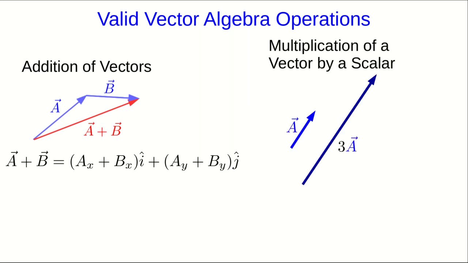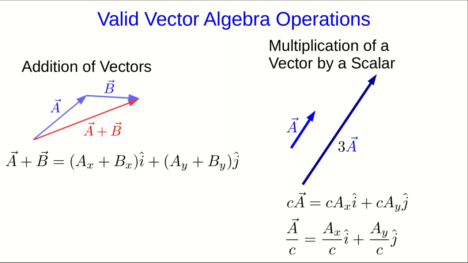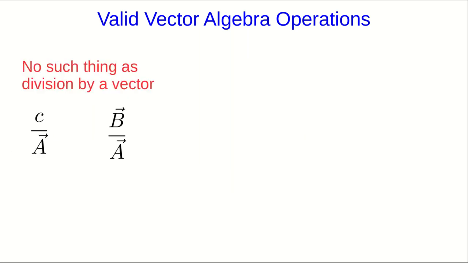We've also seen how to multiply a vector by a scalar, and it can be summed up as saying that we simply multiply each of the components by the scalar. And note that since division is just multiplying by the reciprocal, we also know how to divide a vector by a scalar. However, there's no such thing as division by a vector.